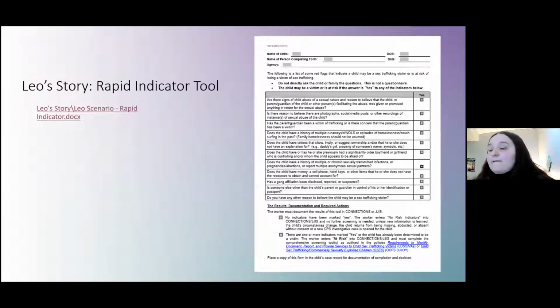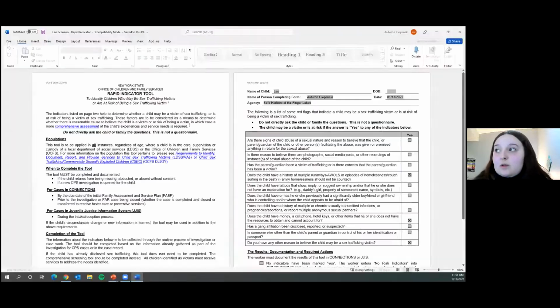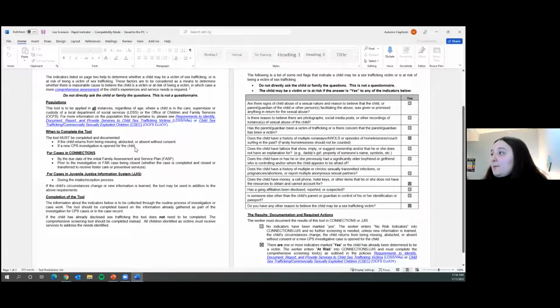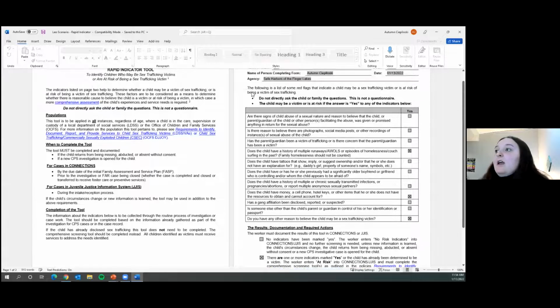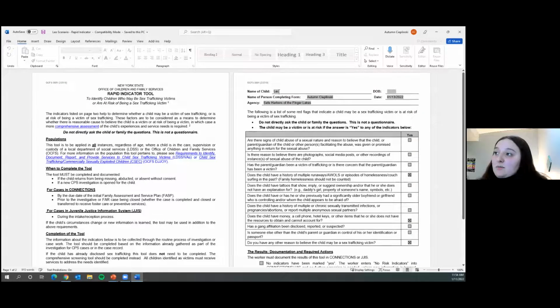All right, so now we're going to fill out the rapid indicator tool based on that scenario. On the first page, it'll tell you the instructions again. Up top, it's important to fill out the name of the child, their birth date. If they don't want to give you their birth date or you don't know it, you can also put their age estimate, your name, today's date, and the agency or school district that you work for.